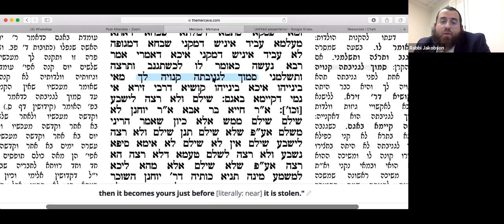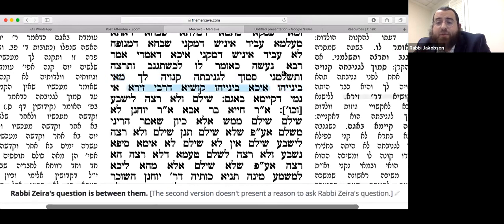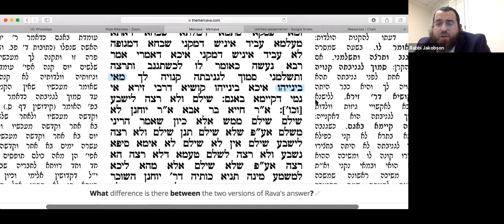That now, mai beinayhu, what's the difference between this version and the version that it was sold to him from the day of the deposit? Ika beinayhu, there's a difference between the two. So again, whenever we see these words, mai beinayhu, we're asking what's the distinction between these two different perspectives.